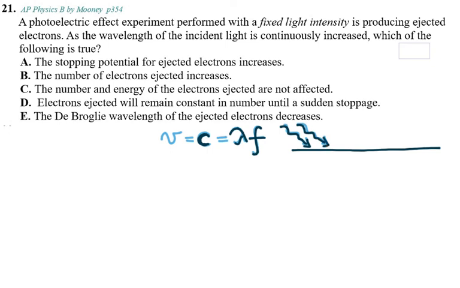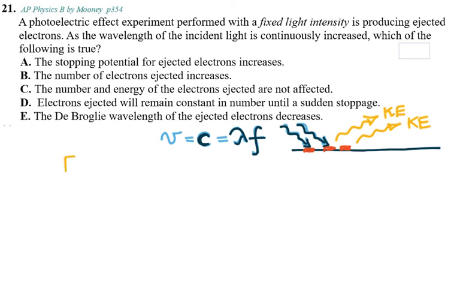If I am decreasing the frequency of the incoming photons, that means after the energy is used to pull out the electrons, for lower frequencies there's going to be less energy left for the kinetic energy of the electrons. So when the wavelength of the incident light increases and the frequency decreases, there's going to be less kinetic energy for each electron after they're pulled out. So let's see what they ask us. They say the stopping potential for ejected electrons is increasing.